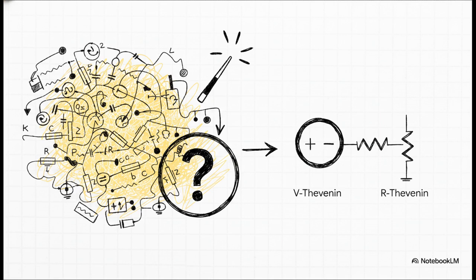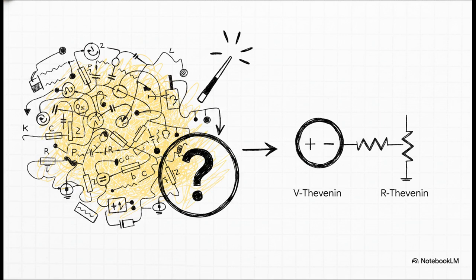The crucial point of Thevenin's theorem is this. It states that literally any two-terminal linear network, no matter how ridiculously complicated it is, can be completely replaced by an equivalent circuit that consists of just two things. A single voltage source, which we call V Thevenin, in series with a single resistor called R Thevenin. It's essentially an engineer's ultimate magic trick.